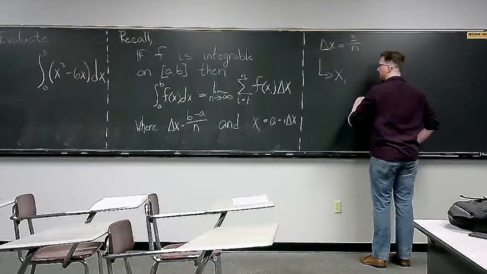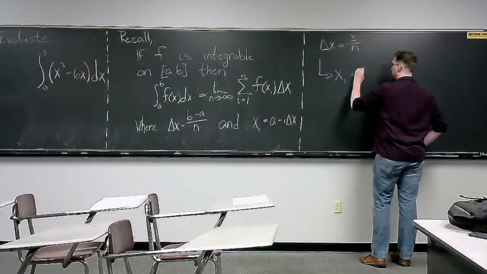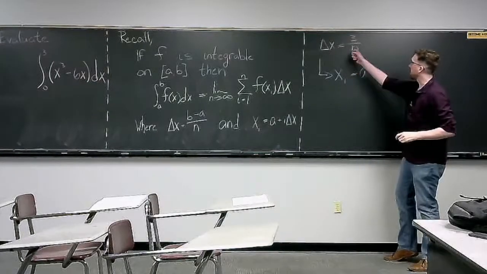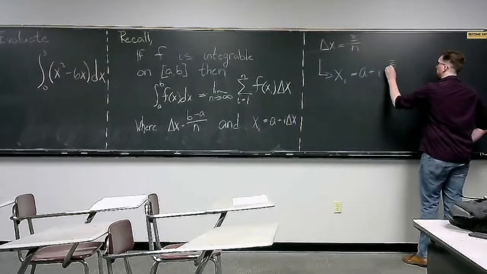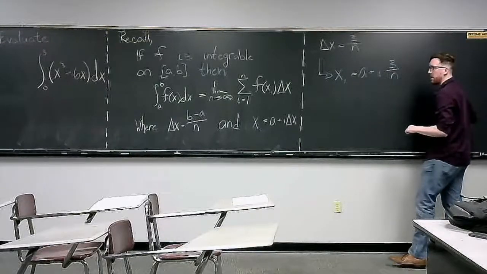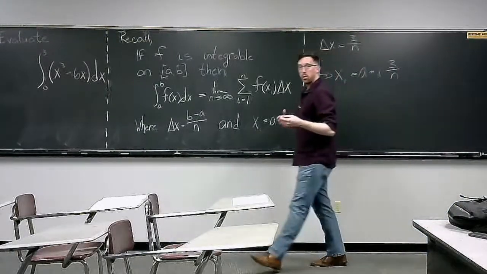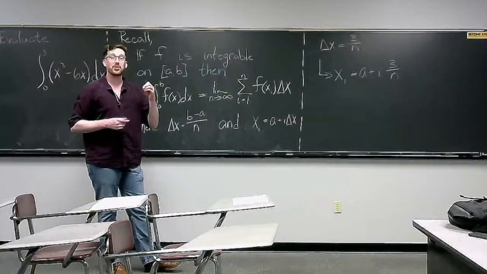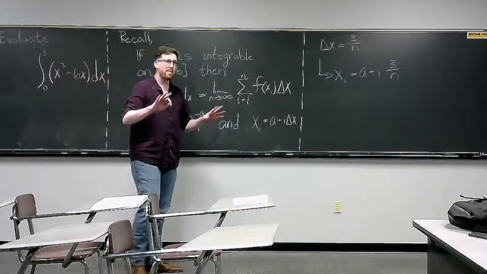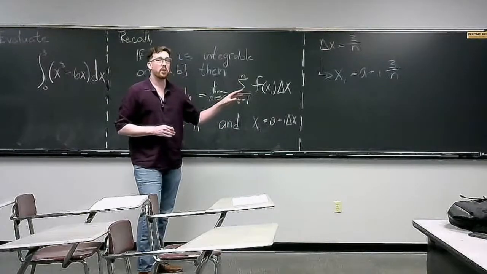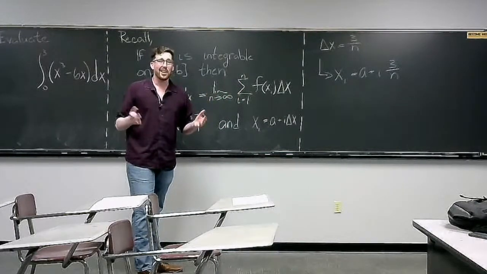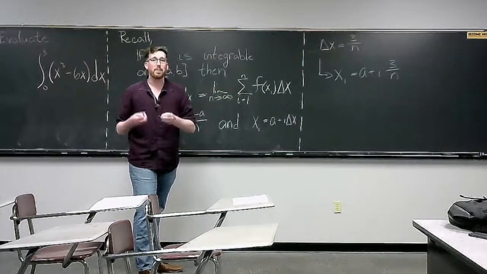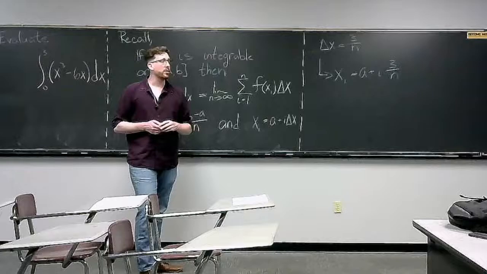Well, given that, then we know that x sub i is equal to a plus i times delta x, which is 3 over n. Now this is the dummy variable, or the dummy index rather, i, not the imaginary number i. So keep that in mind. This is not the same i as the square root of -1. This is just a placeholder.